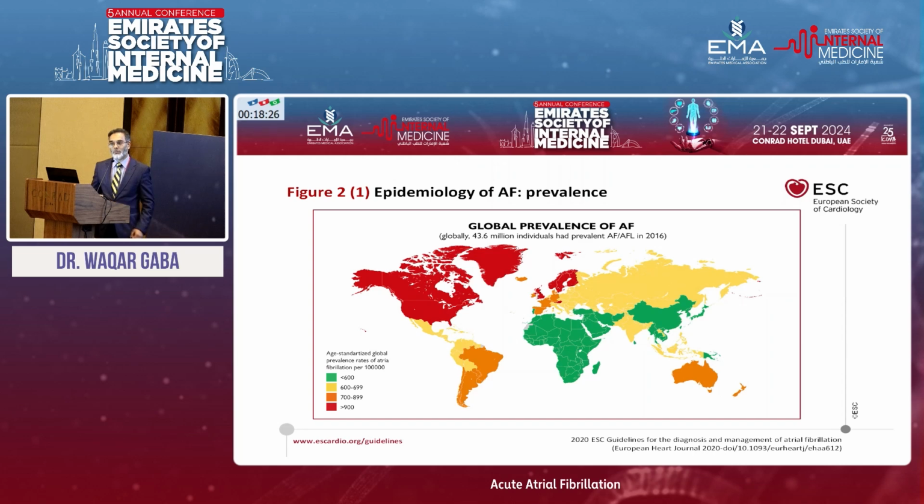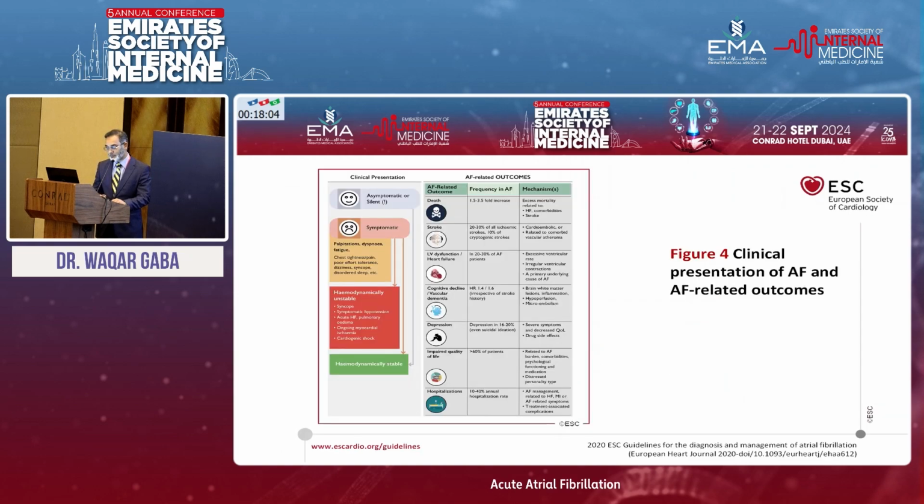Talking about the global prevalence of atrial fibrillation. Luckily, our part of the world, if you could see, is less than 600 per 100,000 population. So our part of the world is actually green. So not much prevalence of atrial fibrillation, but the prevalence is increasing with age and increasing as we go by in the years, decades by decades.